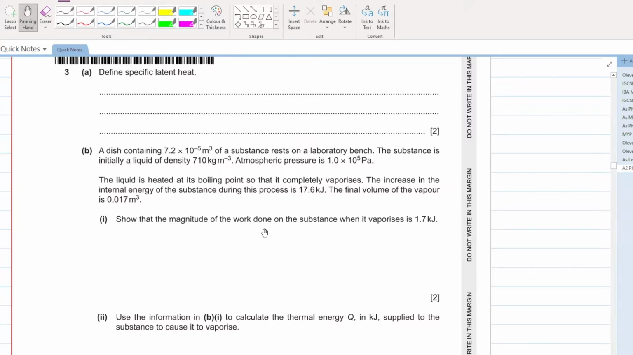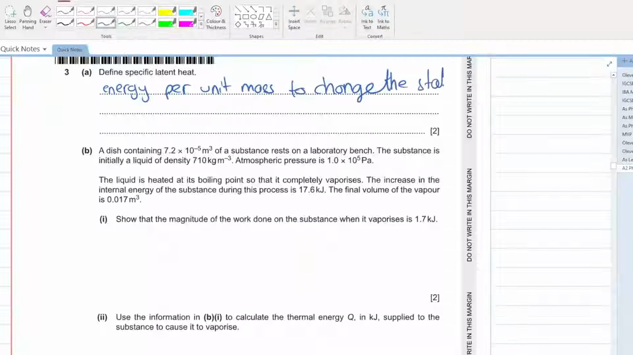Okay, define specific latent heat. What is specific latent heat? Can anyone define? Energy per unit mass required to change the state of a matter at constant temperature. You will say energy per unit mass to change the state at constant temperature. Perfect. Nothing complicated here.